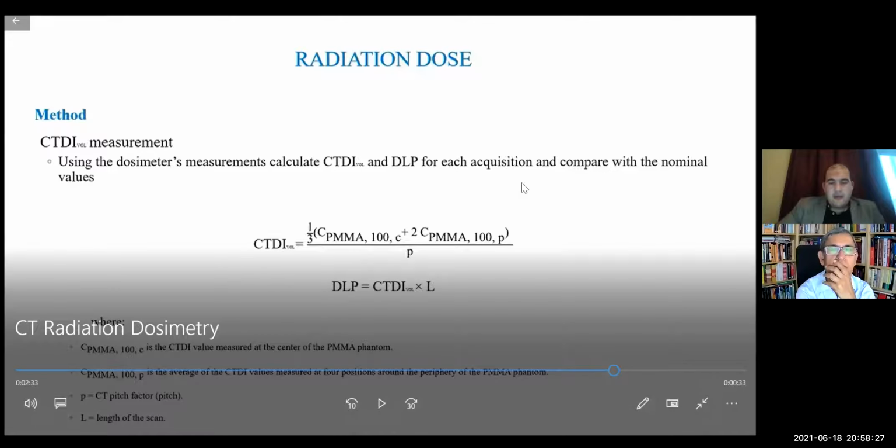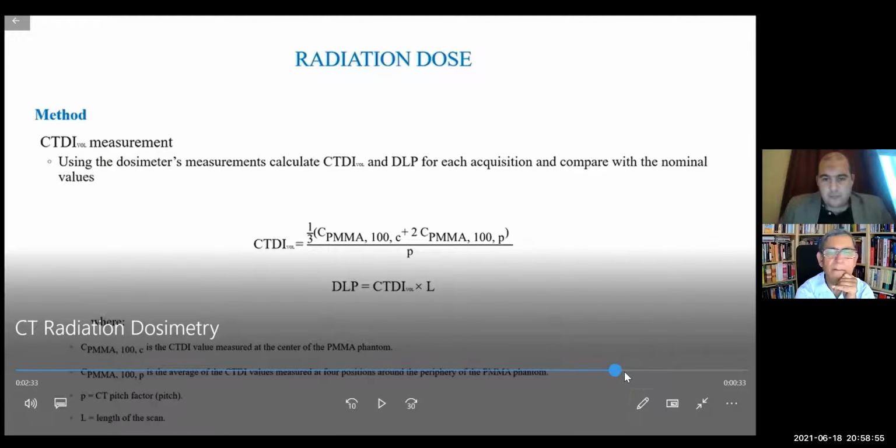Okay, here you can use this equation to get CTDI volume. Okay, this one, 1/3 CTDI of those in the center and 2/3 of those in the periphery. Okay, this is the CTDI weighted. I talked with you about it before, and divide by pitch to give you CTDI volume. After that, we multiply CTDI volume by length of scan to get the DLP. Okay, after that, you can check the displayed CTDI volume and DLP, the measured and displayed.